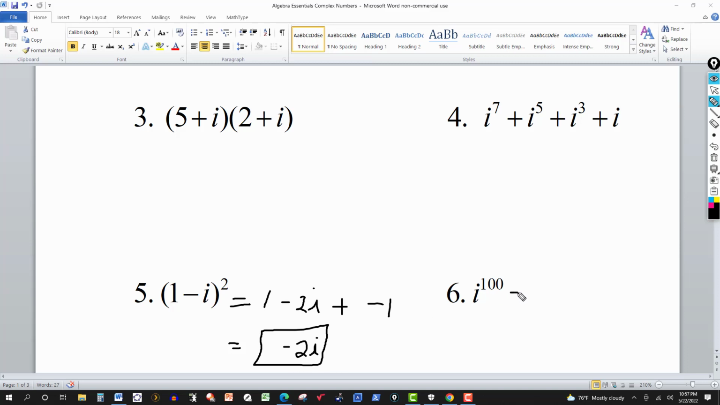This one, i to the 100th power. Again, we can make it easier here by just saying, well, it's i squared. i to the 100th power is the same thing as i squared taken to the 50th power. Properties of exponents, you multiply the exponents, so this is the same thing as i to the 100th. And we know that i squared is negative 1. And negative 1 to any even power is always going to give you 1. Negative 1 to the 50th is 1.